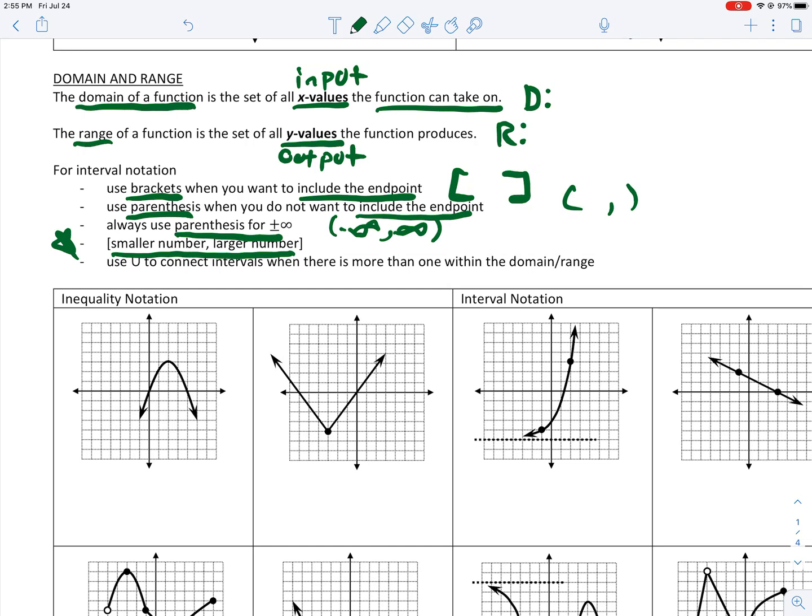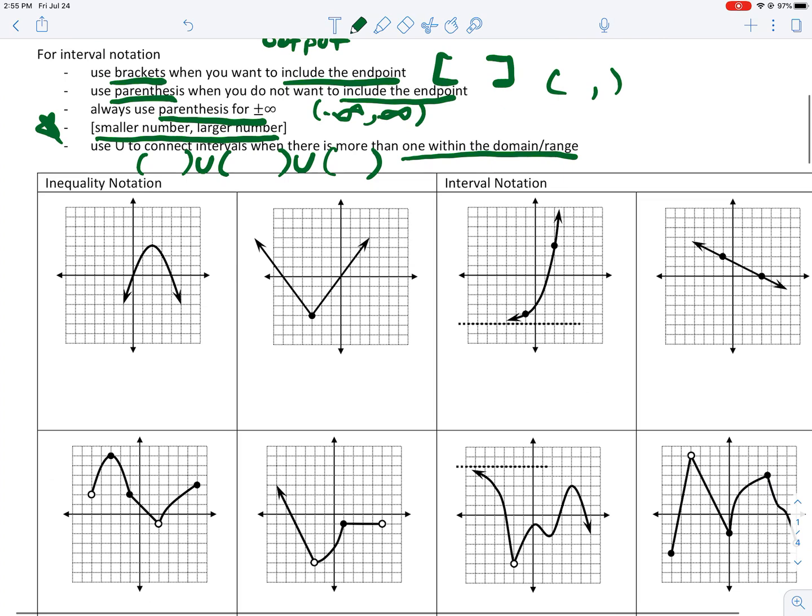We're going to use a U, or a union, to connect intervals where there's more than one domain or range. So something could look like this, where you have multiple domains or ranges, like there's gaps in the graph. And we'll get to that in a little bit. Okay, so we're going to start with inequality notation and then go to interval. Interval is the one that we're going to use the most, which you probably saw a little last year. But we'll start with the inequality notation.